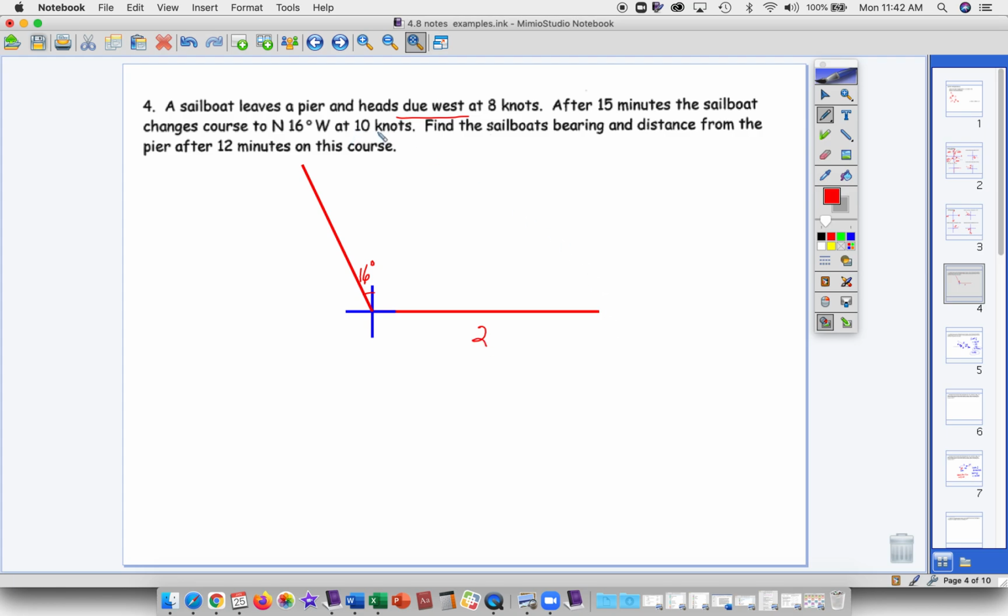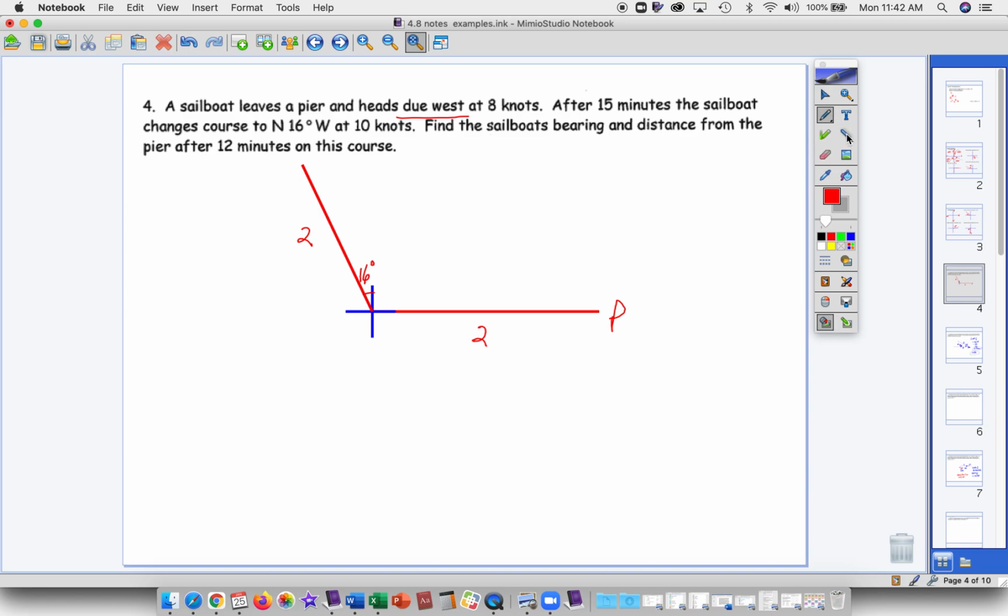Now we're going 10 knots. And after 12 minutes, we're asked to find the distance and the bearing from the pier. So let's put a P here for the pier. So let's see, 12 minutes, that's a fifth of an hour. And a fifth of 10 is also 2.